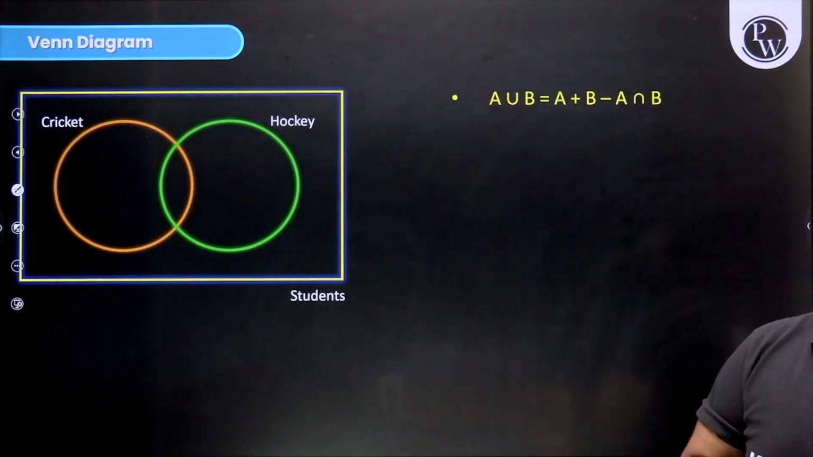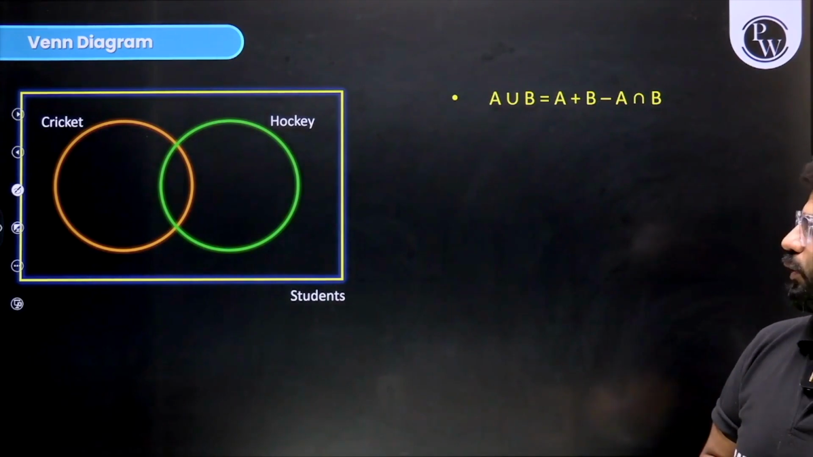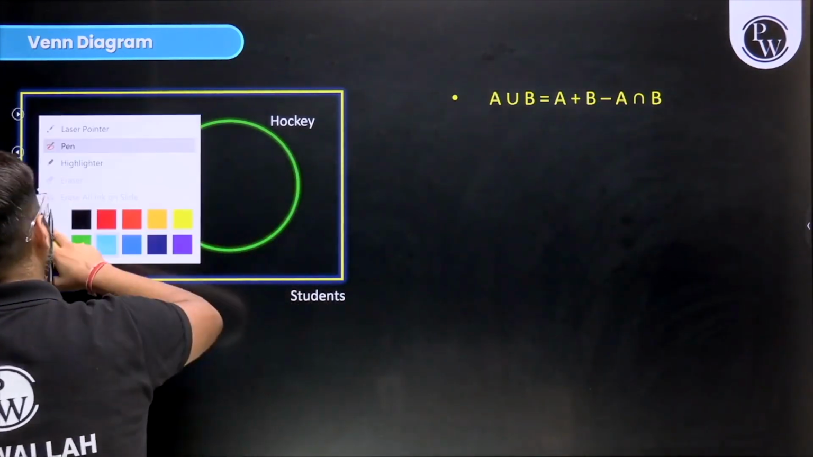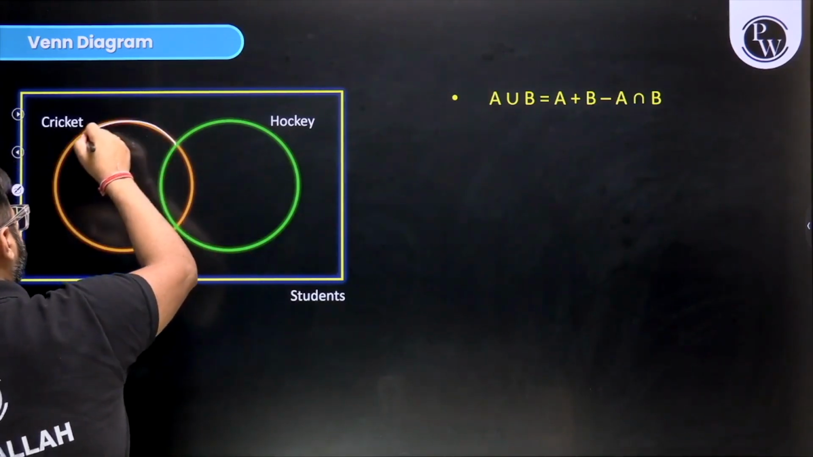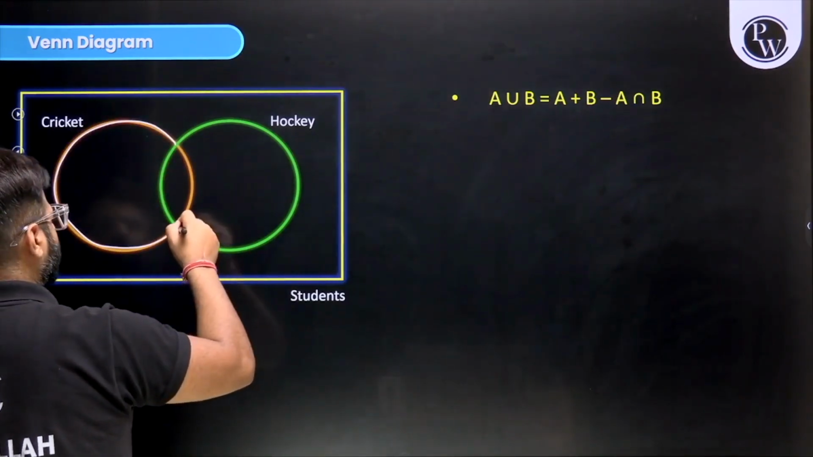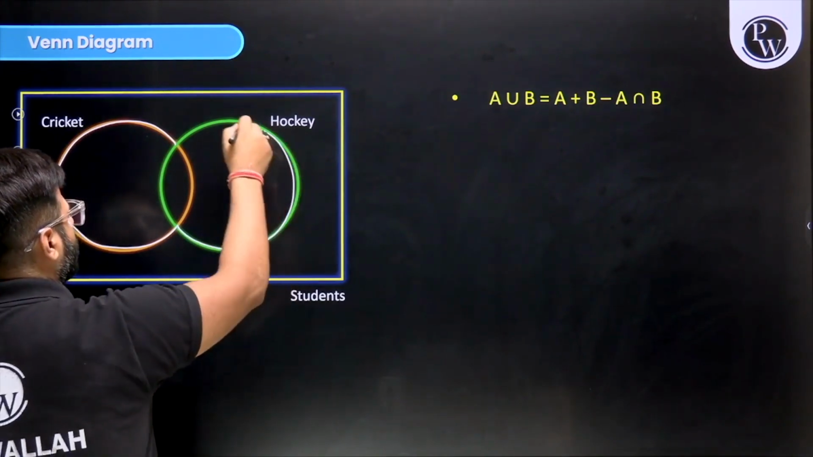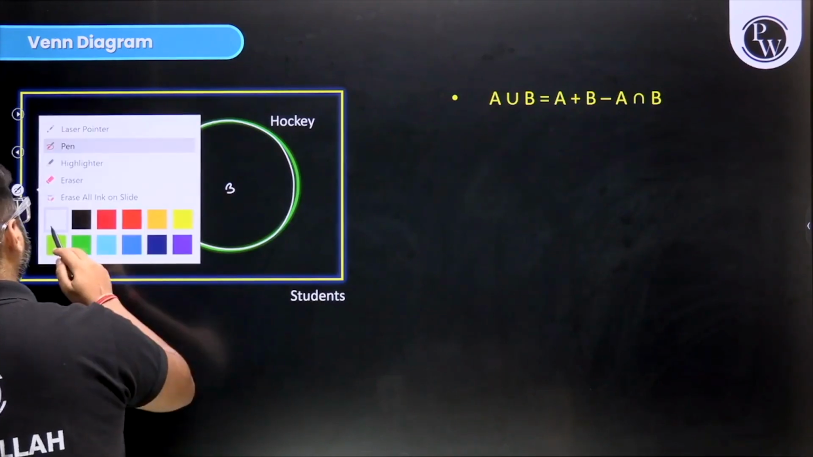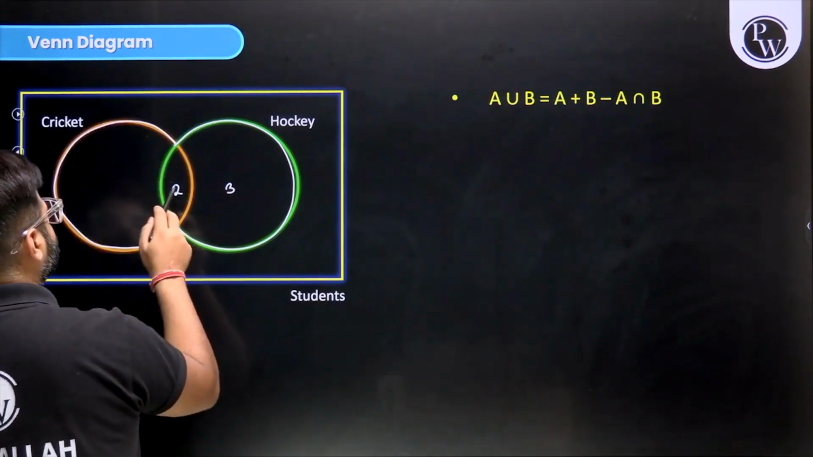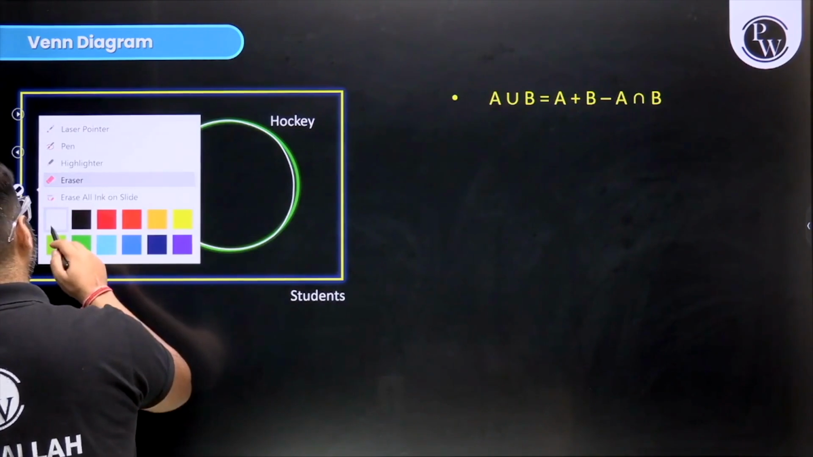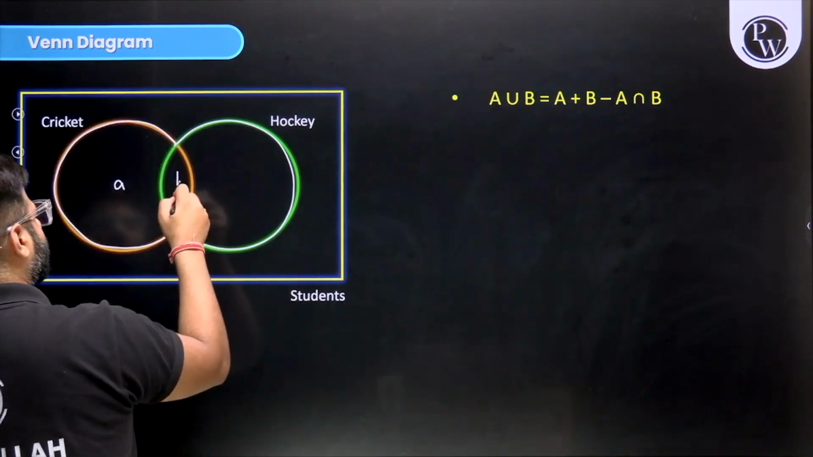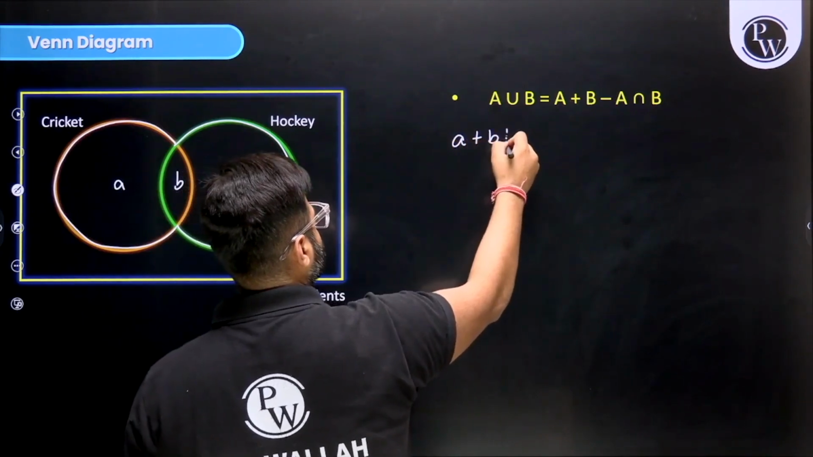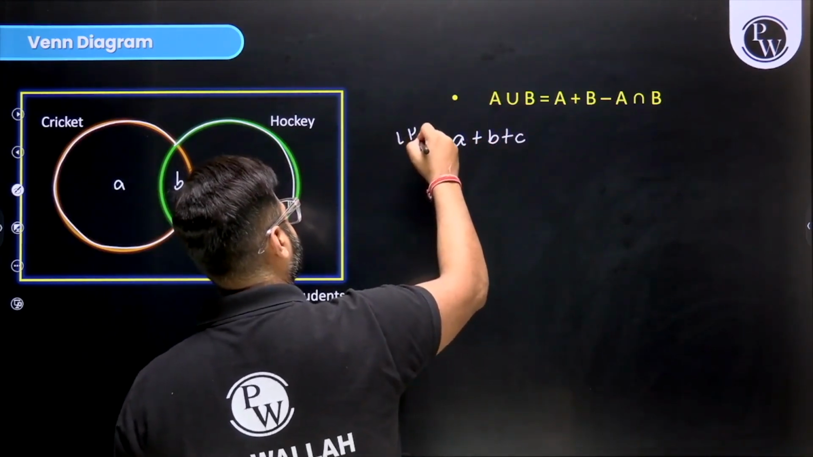First formula, A union B equals A plus B minus A intersection B. Now remember what was A union B? A union B was this entire region, remember? Either you belong to this circle or you belong to this circle. In terms of the region names, let's give them the names A, B, C, so that we don't get confused later on with the mathematical numbers. So right now we are interested in knowing the region A plus B plus C. This is our left hand side.